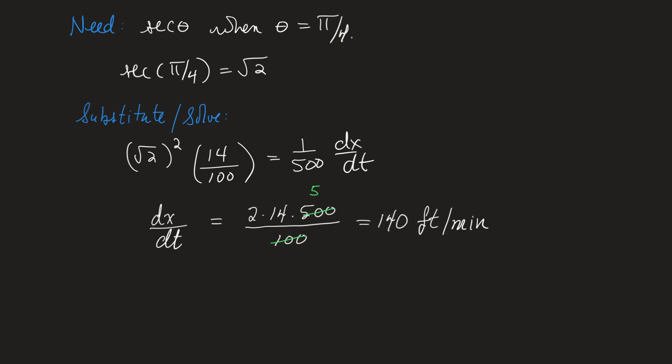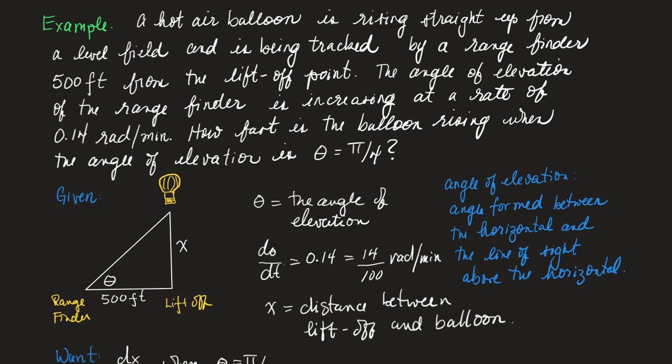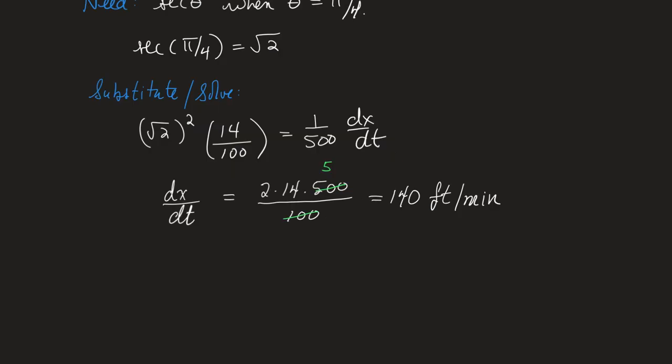If we check back, let's take a look back and see for sure that we got everything right and that we have what we were trying to find. So if I look back at the original problem, I was asked to find how fast the balloon is rising when the angle of elevation is pi over 4, and I was given the rate of change of the angle of elevation in radians per minute. So let's go ahead and just write a little closing sentence to close off this problem.